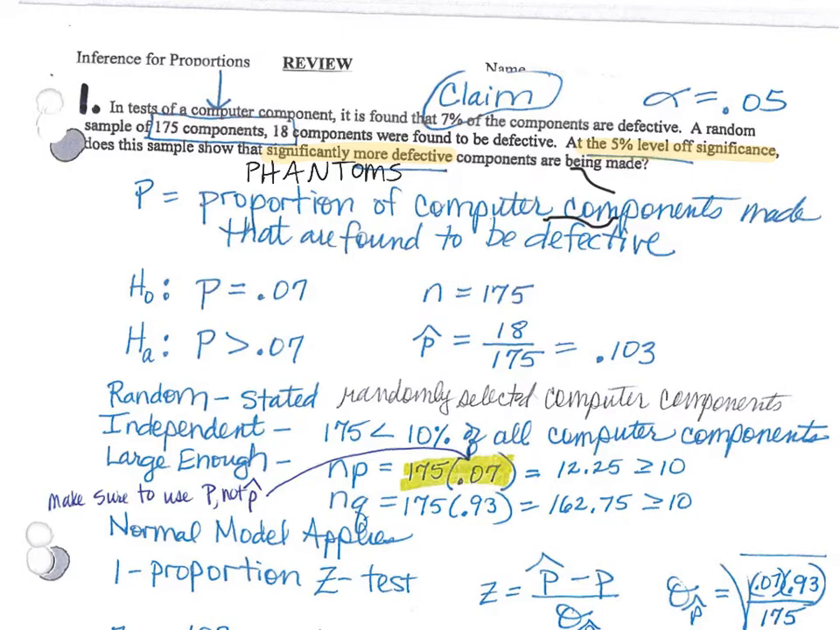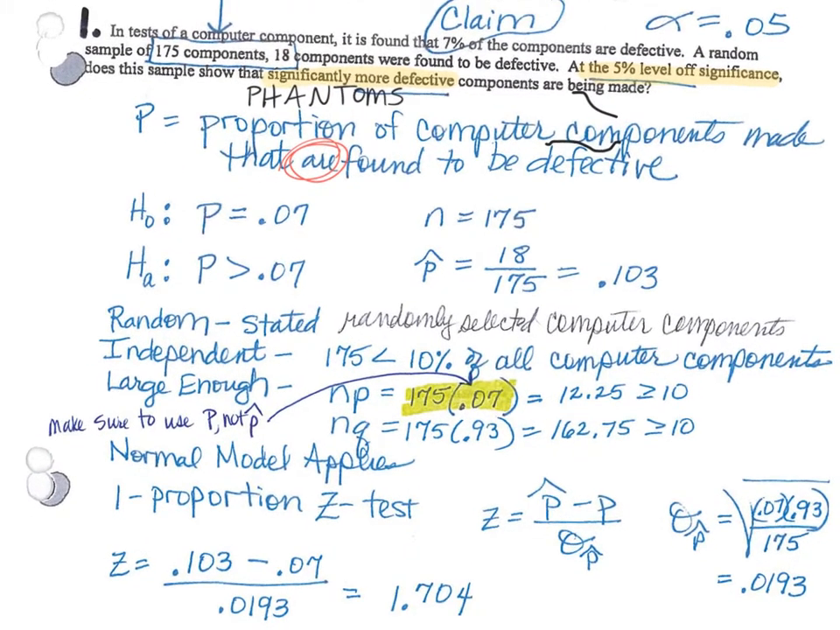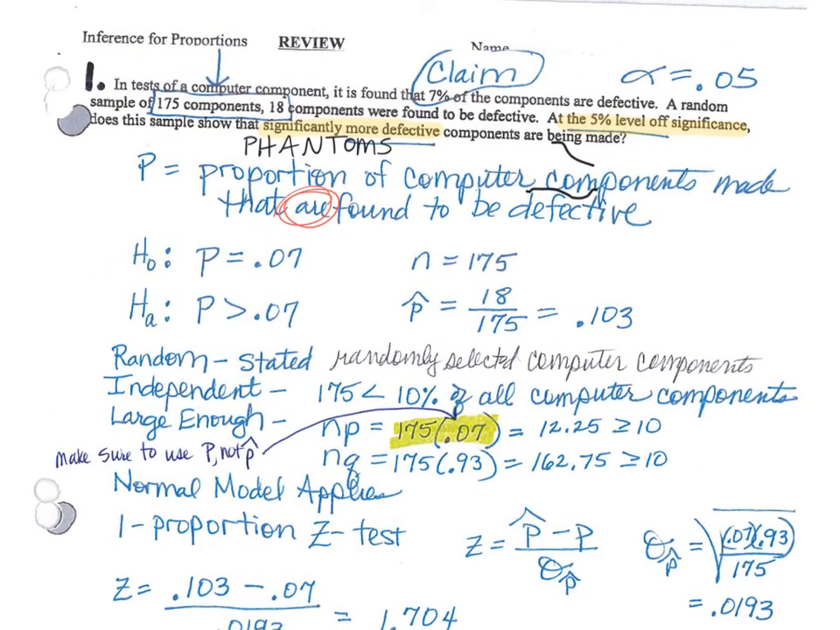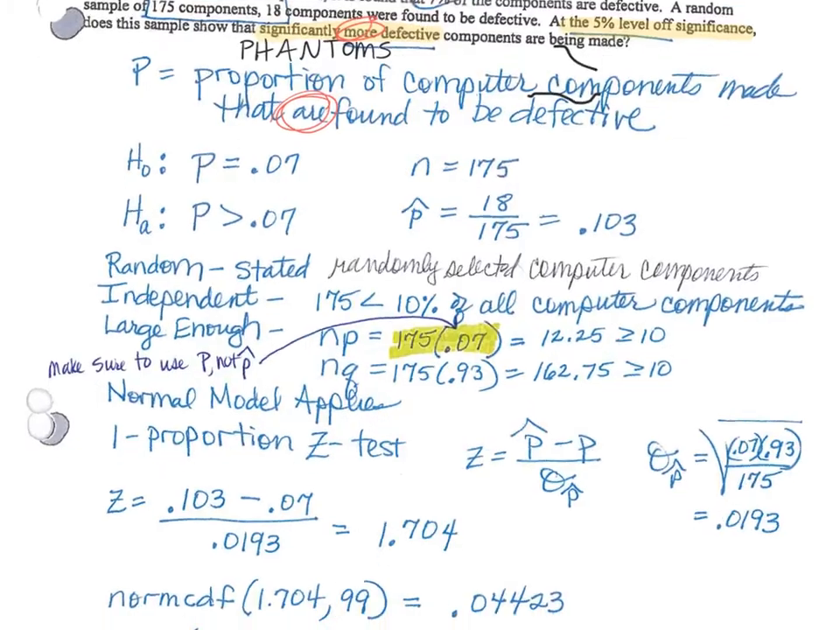All right, so this was the proportion of computer components made that are found to be defective. Hey, if they had something like an incentive program going on, then you would want to add after the incentive program's in place. Okay. The null hypothesis was that the defective rate is still 0.07, and the alternative is that we're seeing if it is significantly more, so we're seeing if it has increased.